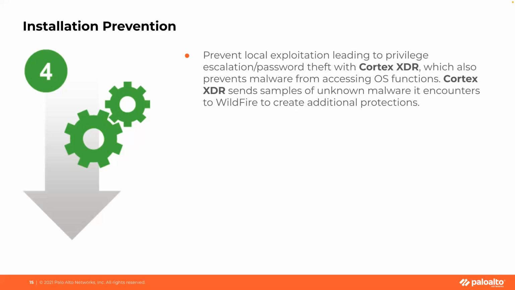And if the malware is unknown, Cortex XDR can send samples of those unknown executables to Wildfire for further analysis and to create additional protections. So for example, if the file ended up on the endpoint or if the file was created on the endpoint, we can still learn about the file, about its presence, and about what the executable does, and create protections on both the endpoint and the network level based on that using Wildfire.